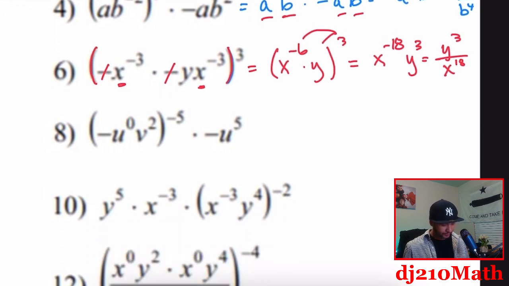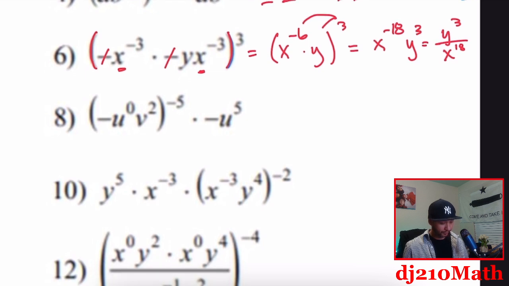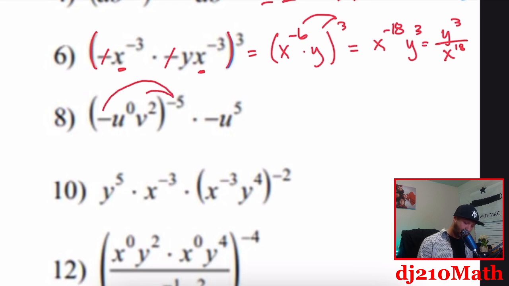All right, number 8. Okay, the negative 5 exponent is going to apply to the negative. It's going to apply to the 0. It's going to apply to the 2. All right, first thing, anything to the 0 is 1. So that goes away. So I don't even care about that one.